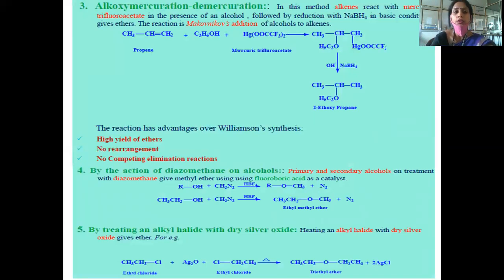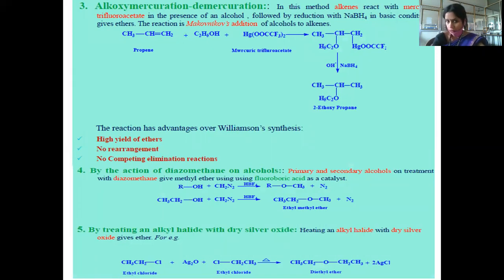Next important reaction is alkoxymercuration demercuration. Now, in this method, alkenes react with mercuric trifluoroacetate, that is (CF3COO)2Hg. In the presence of alcohol, this reaction occurs, and eventually the intermediate is reduced with sodium borohydride in basic condition to give the alkoxy product, or the ether. Now this reaction may seem complicated, but it is actually practical.